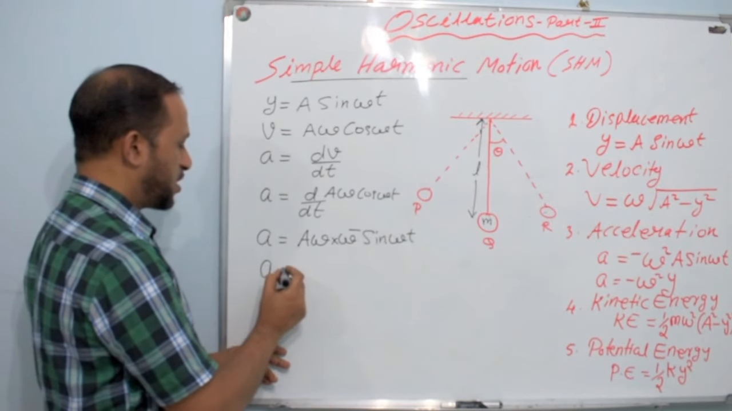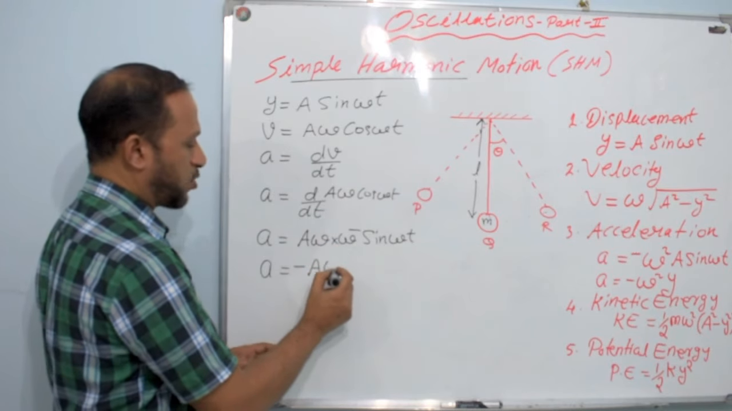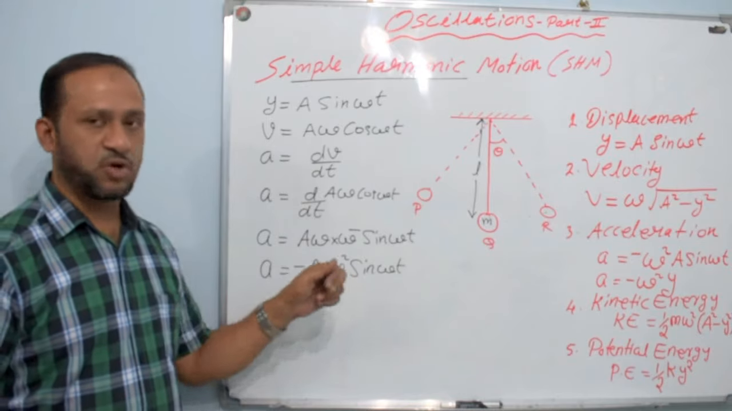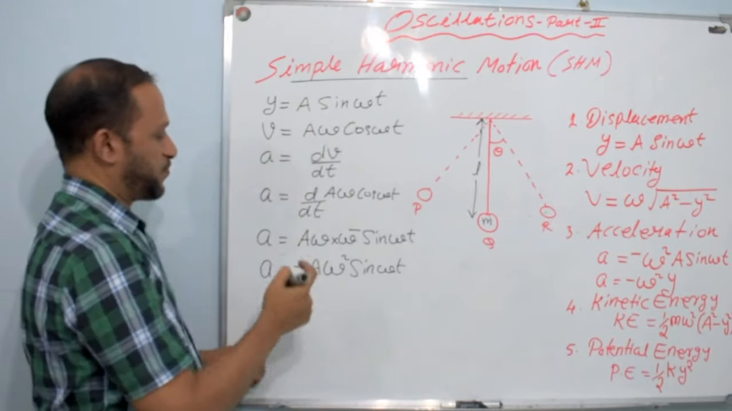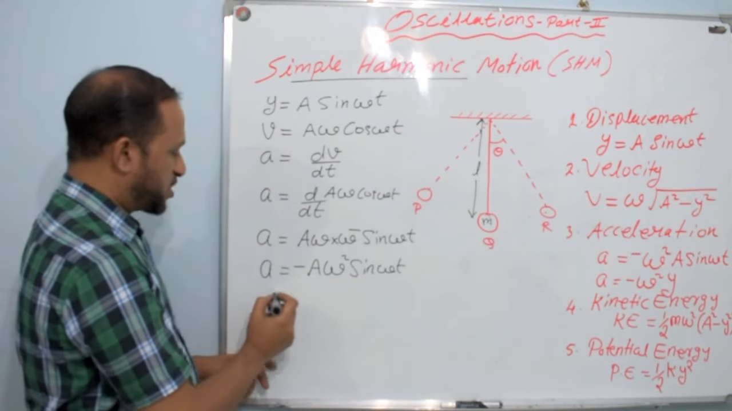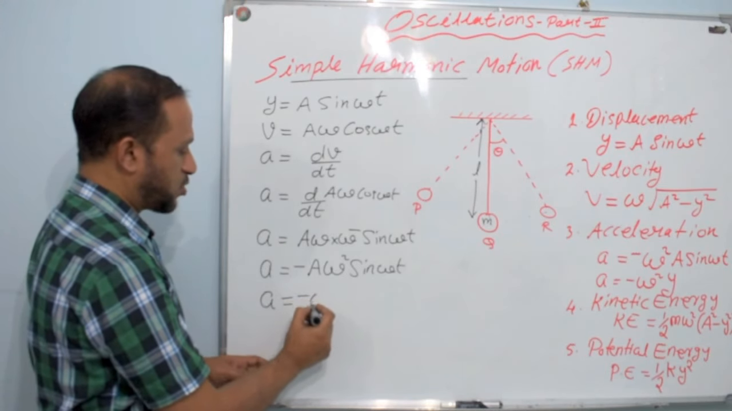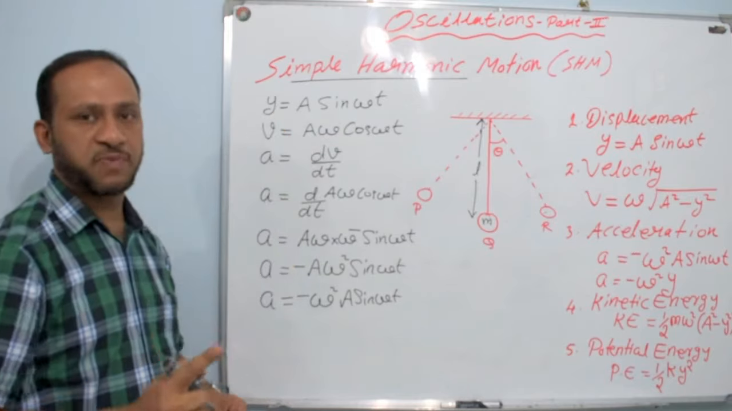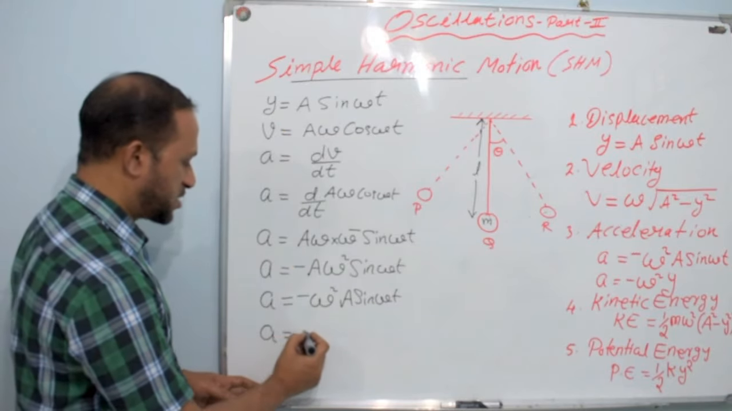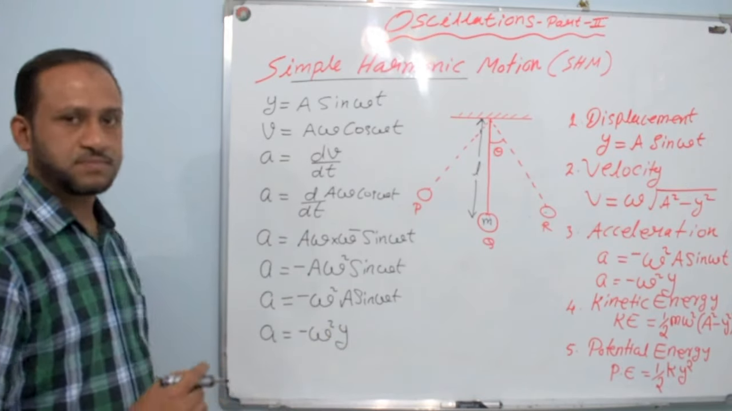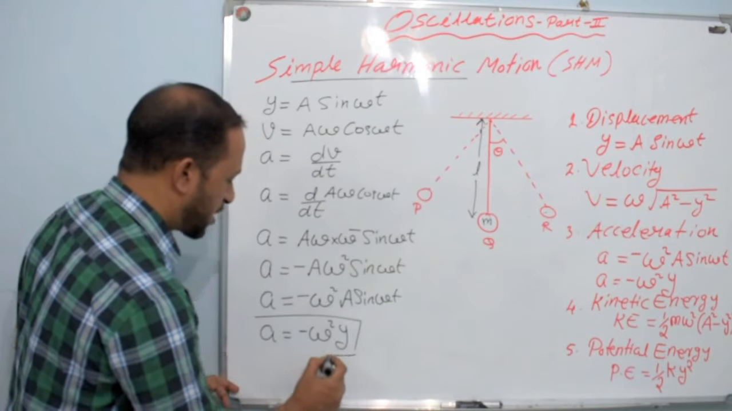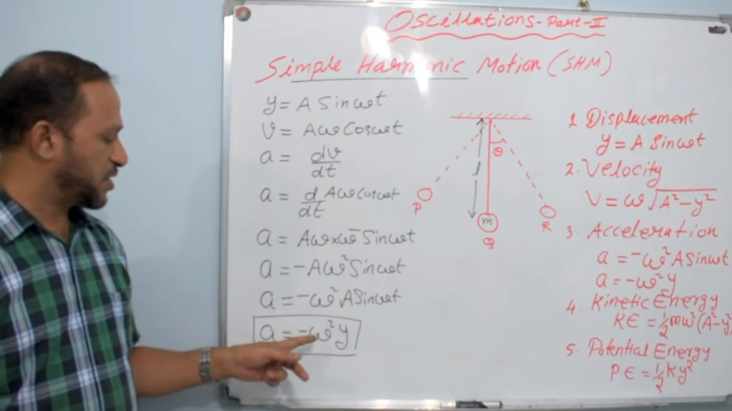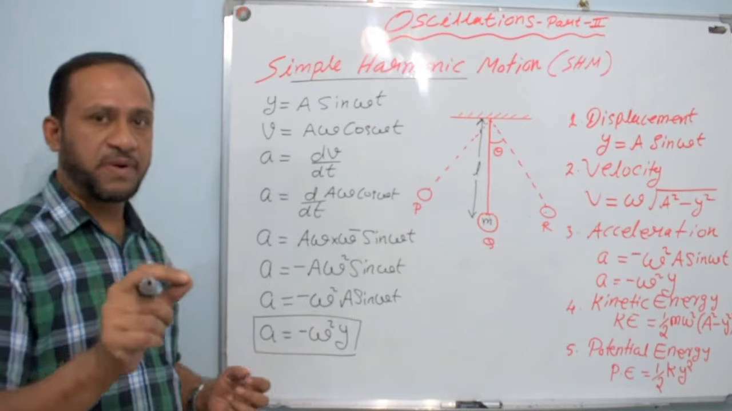So the equation of acceleration becomes a is equal to minus a omega into omega, omega square into sine omega t. Here we can see minus a omega square into sine omega t. But we can see here, a sin omega t is y. So this equation can be written as acceleration is equal to minus omega square into a sin omega t. This a sin omega t is nothing but the displacement of the oscillator. So the final equation of acceleration can be written as a is equal to minus omega square into y. This is the equation of acceleration of a simple harmonic oscillator, that is a is equal to minus omega square into y.